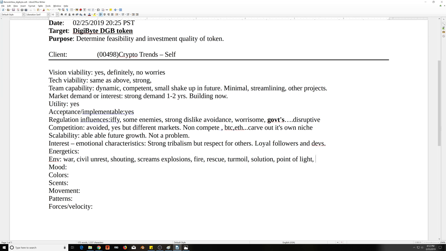Okay, all right, mood. Keep in mind, this is not the environment of the dev team or the company or anything like that. This is more like where it's going to be used at. Let me do that. Mood, somber. Enthusiastic. Hope.